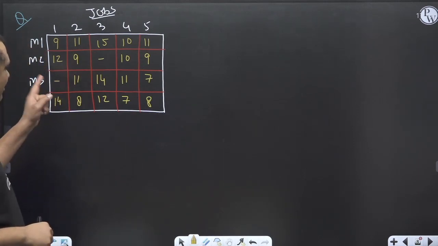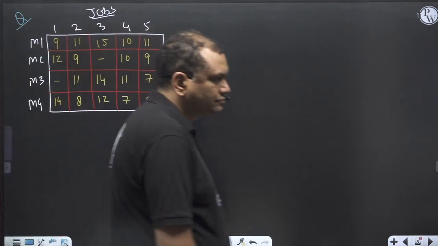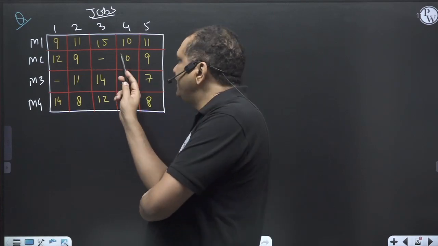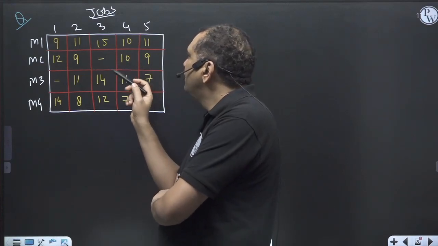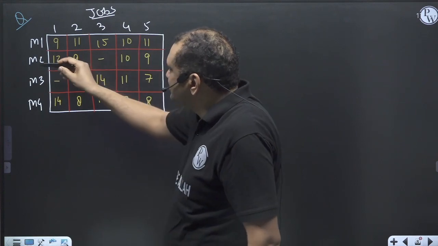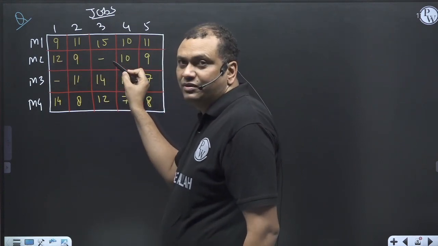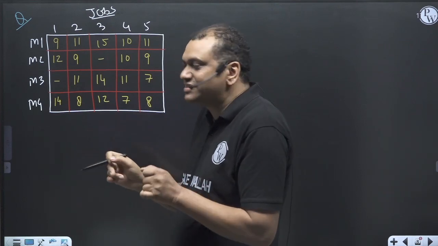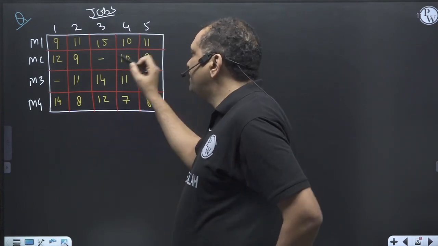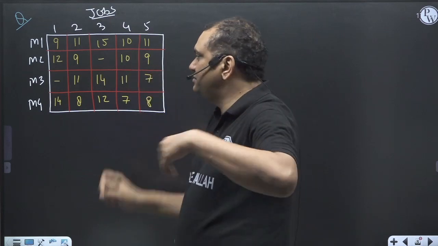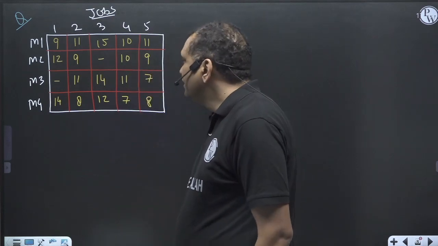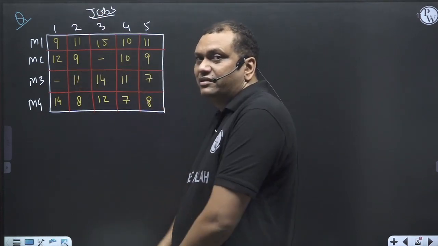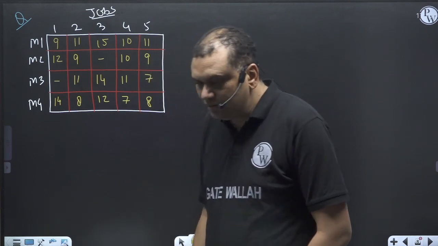What is the meaning of this dash? Dash means job 3 cannot be processed on machine 2, or you can say infinite processing time. It cannot be processed, so we will not make this assignment, and the numerical value we will take as infinite. Similarly, job 1 cannot be processed on machine 3.